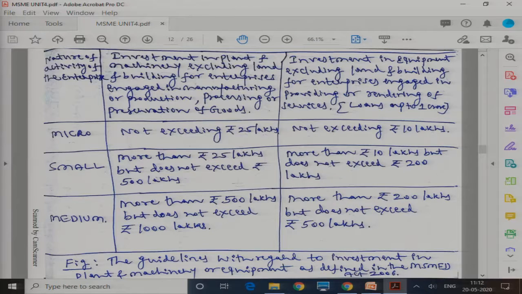So if I just take up the comparison for a small scale industry, investment in equipments, land, building and service sector, if it is below 2 crores of rupees, then it is a small enterprise based on the criteria of services. But now the same, instead of below 2 crores, the limit has been extended to 10 crores of rupees.